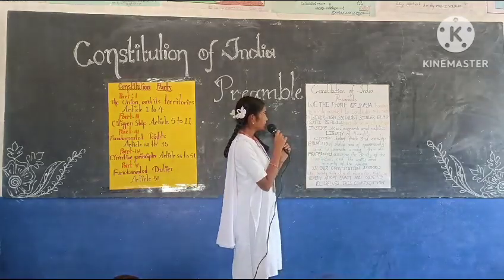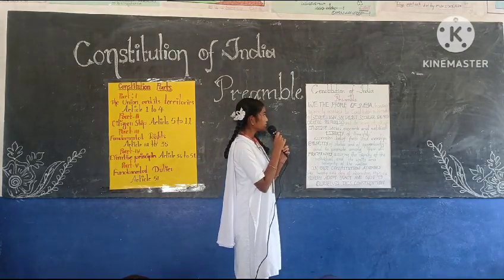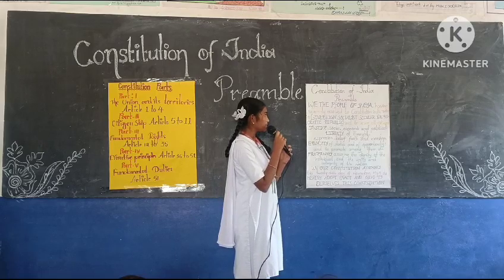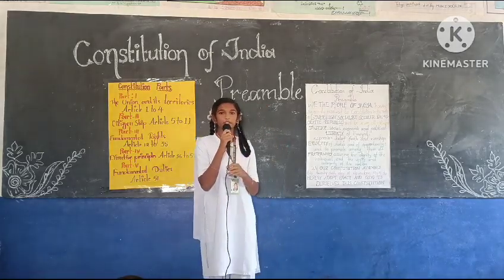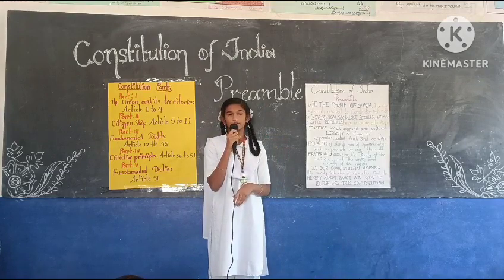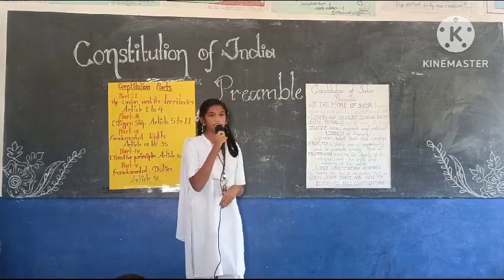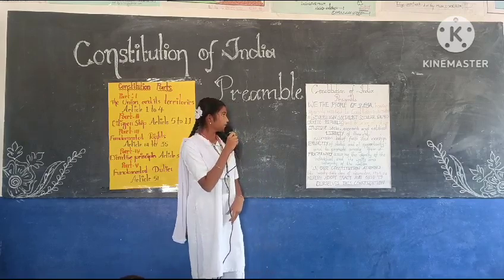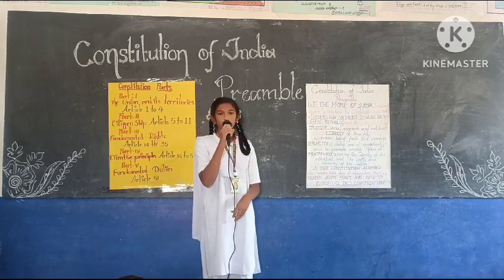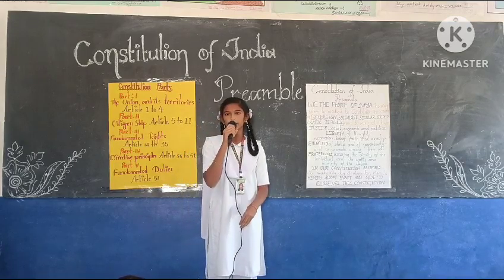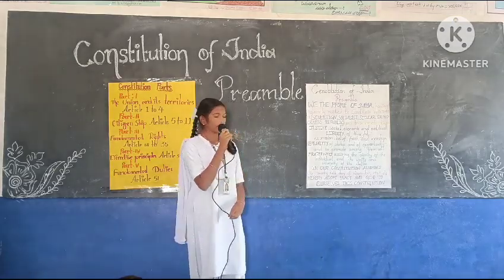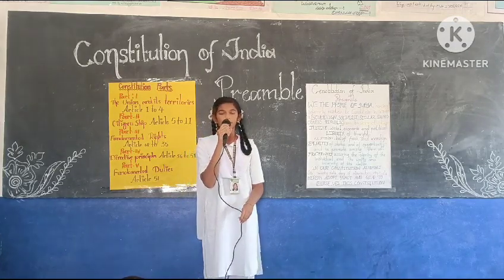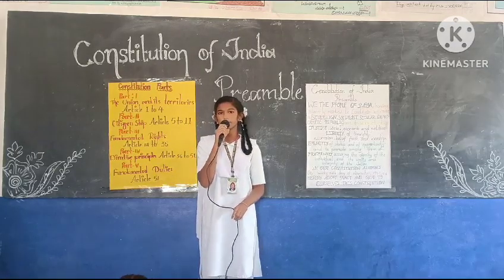We, the people of India, having solemnly resolved to constitute India into a sovereign, socialist, secular, democratic republic. Sovereign means India is an independent country that takes its own decisions. Socialist means in India there is no discrimination in caste, gender, sex, etc. Secular means in India every person is free to follow any religion. And democratic means the people of India can select their own government. So India is a democratic country.